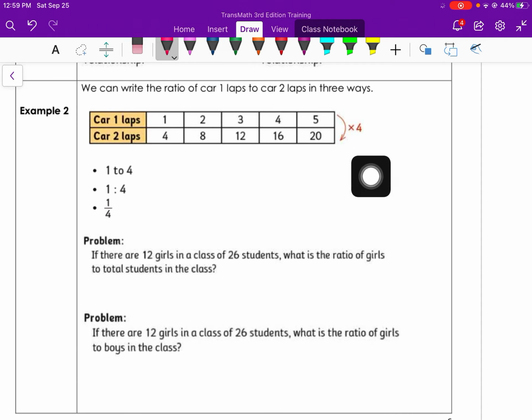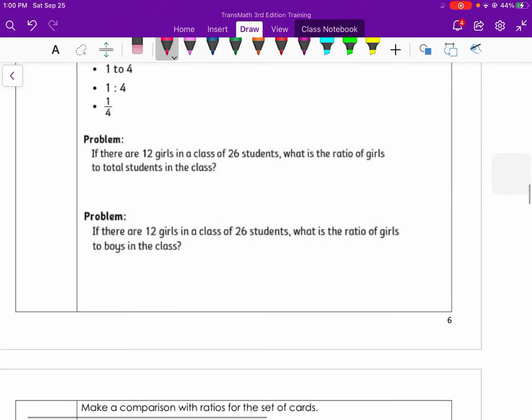Notice that we can solve if we wanted to say, okay, car 1 is on lap 6 now. What lap would car 2 be on? Since it is a 1 to 4 relationship, that means that car 2 does 4 laps to every 1 lap. So it is a multiplier by 4. So if car 1 is on lap 6, then car 2 would be on lap 24.